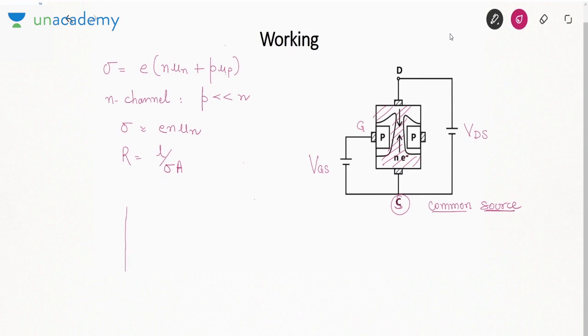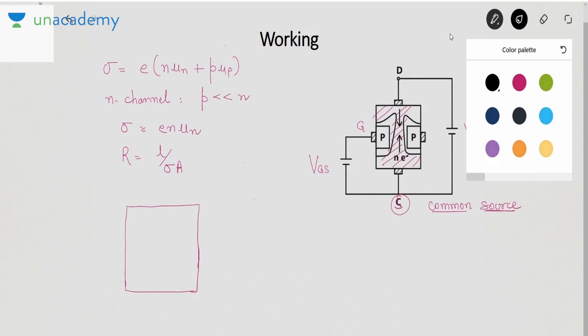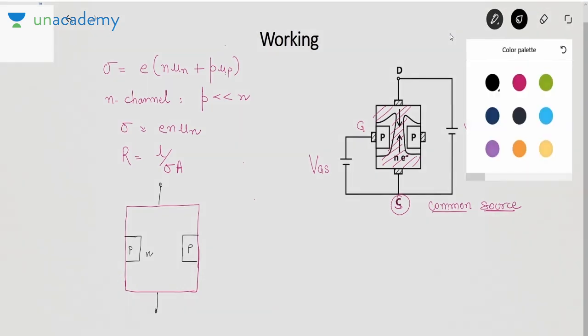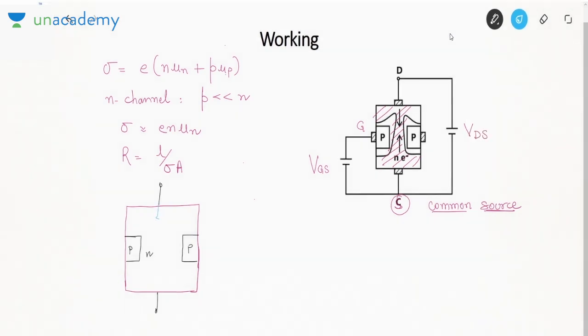So take one case. Let me show you an example. I am taking one possible case. These are the two P regions. This is your N region. So what I am saying is, between drain and source, the entire material acts as a resistance. So let me show a distributed resistance like this.